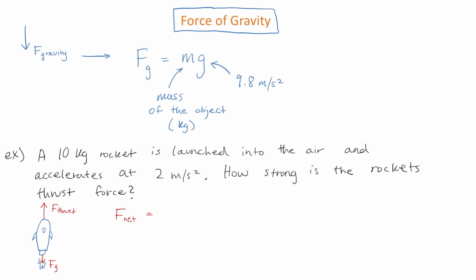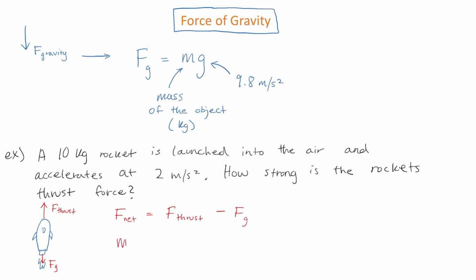The first thing I always do is write an F-net equation, and it is the sum of all the forces acting on the rocket. So our F-net equation would be F-net is equal to the thrust force minus the force of gravity. The negative sign comes from the fact that the gravitational force is pointed down. The thrust force is positive because it's pointed up. We have to include the right signs because forces are vectors, and vectors have both magnitude and direction.